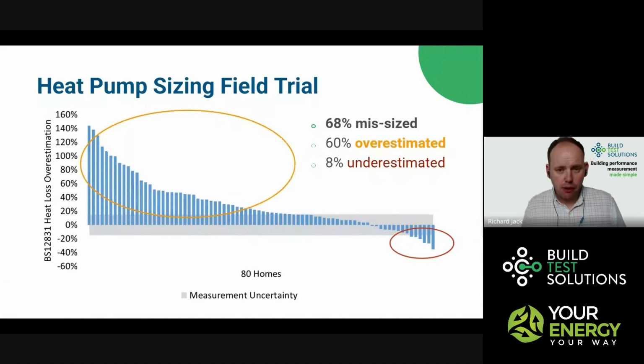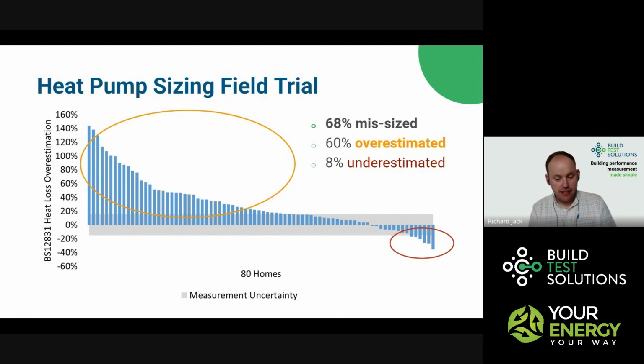Now, I wanted to talk about a project we did where we looked at 80 houses, really different types of buildings. So there's some old builds, some new builds, and some in-between builds. And we compared the 12831 calculated heat loss with the measured heat loss for all of those buildings. So each bar on there is a home.